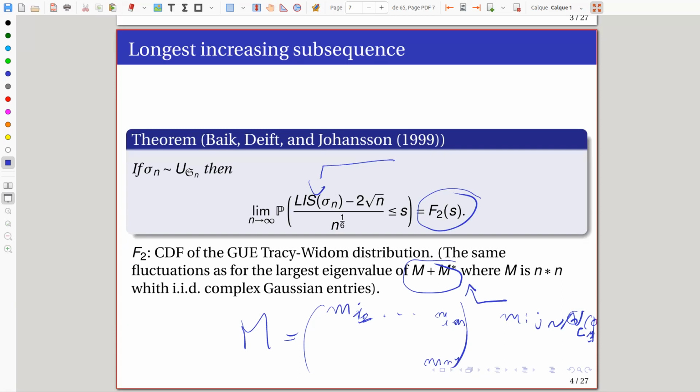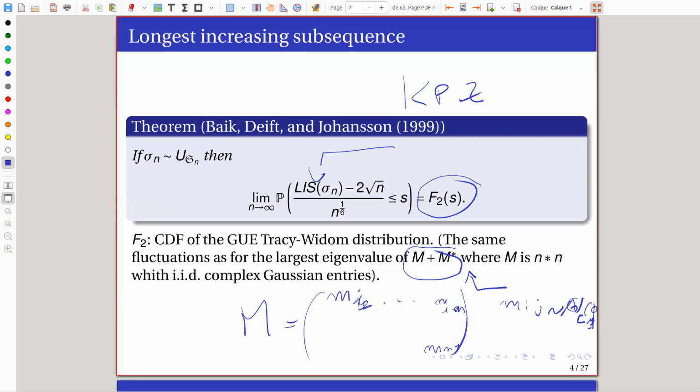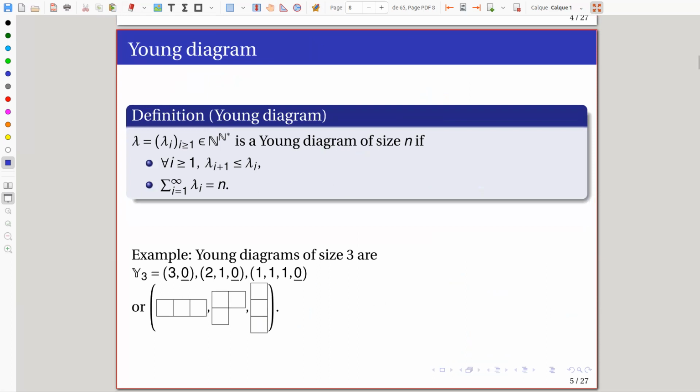And if you are interested, you can just look at the KPZ universality class. And what is M star, please? Just the conjugate, the transpose conjugate. Okay. So you look at M plus M star just to have a symmetric matrix. This guarantees that the eigenvalues are real. This is why they look at this model exactly. Okay, so I will give you an idea how people prove those results.